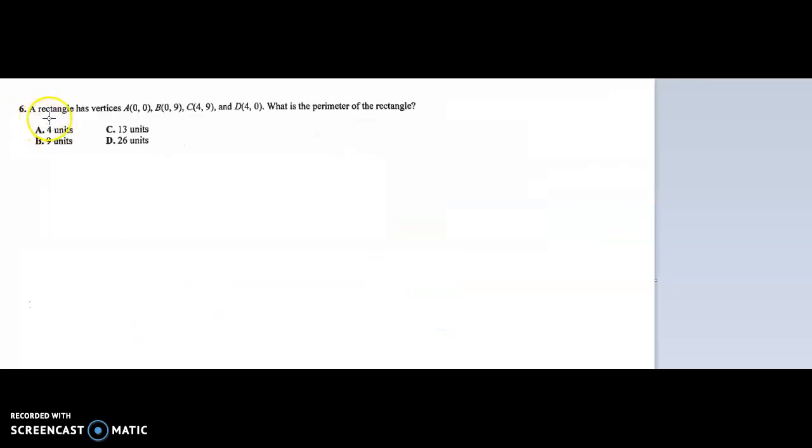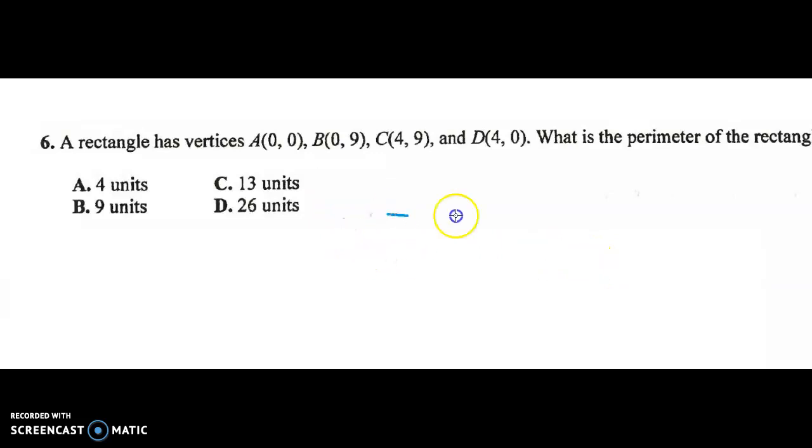All right, so the next question is a rectangle has vertices 0, 0, 0, 9, 4, 9, and 4, 0. What is the perimeter of the rectangle? Well, if you wanted to map it out, you can make your own number line. Let me zoom in here, sorry. Make your own number line, and then kind of figure out where those are.